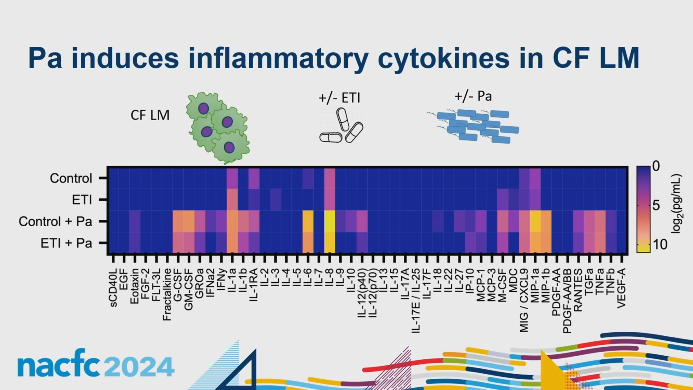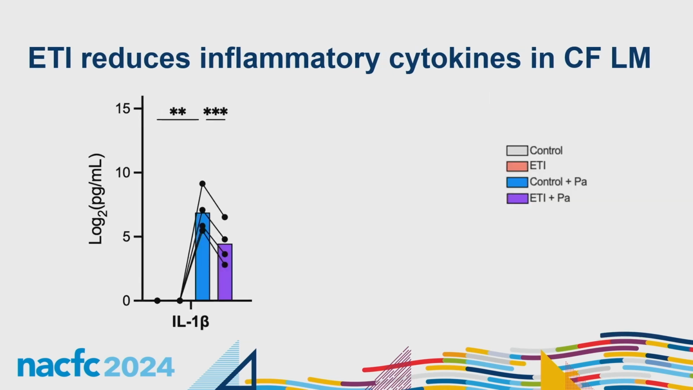Not surprisingly, in the CF lung macrophages, IL-8 was very high, IL-6, TNF alpha, among others. But when we pretreated them with ETI, there was actually a decrease in several of the pro-inflammatory cytokines that were seen here. And to highlight this, I've focused in on a few of them, just showing the individual data. So this was 4 subjects for this analysis, so it's a relatively small cohort. But we did see a very high induction of IL-1 beta upon infection with Pseudomonas in the blue bar there, and then a subsequent reduction when we pretreated them with ETI.